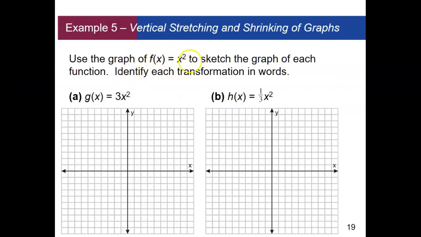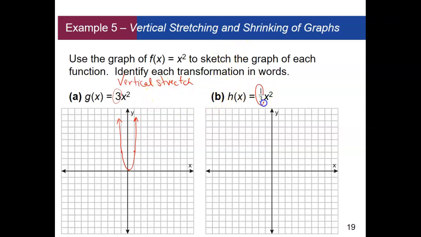So on this one, we're again working with a parent graph of x squared, and we want to identify each transformation in words. So here I have a number multiplied to my parent equation, and it's greater than 1, which means this is going to be a vertical stretch. It's going to start at the same location, except it's going to be stretched much thinner. It's going to look something like this. And as far as the specific points, I'm okay with you getting those off your calculator, but I do want you to recognize what's happening without having to go to your calculator every single time to describe it.